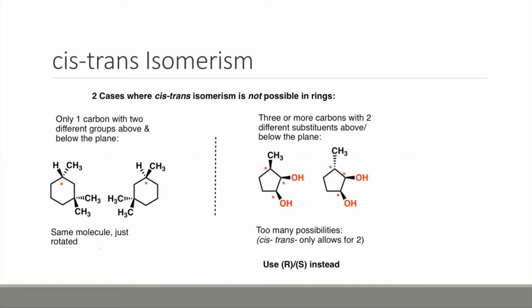Or you cannot use cis and trans when you have three or more carbons in a ring that have different substituents. The reason for this is there's too many possibilities. You can't have just cis or trans. And in fact, you will be using a new system, which we'll talk about today, called the R or S distinguishing.